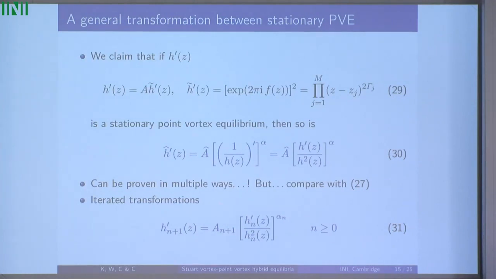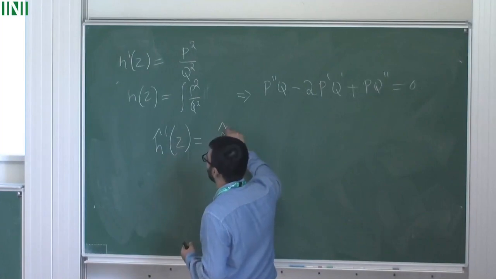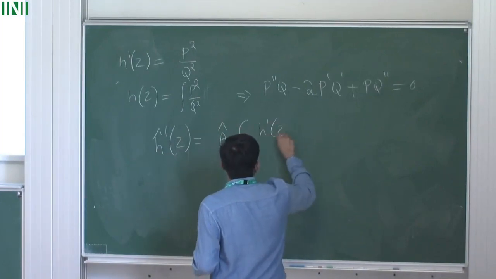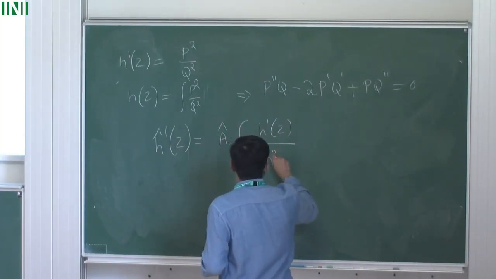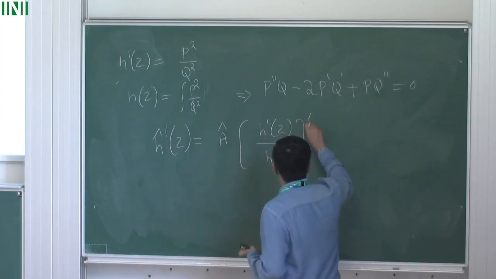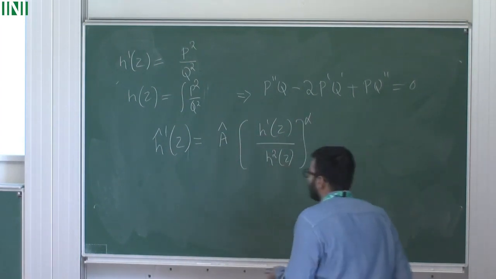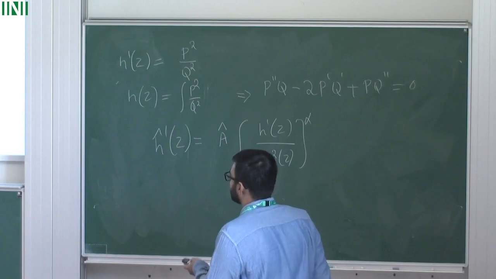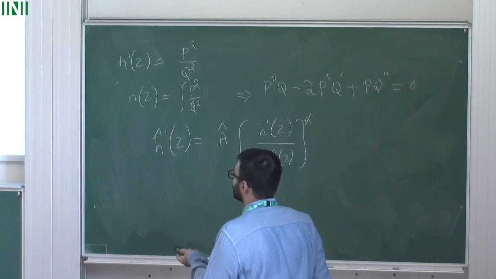Well, I'm not going to go into how to prove this, but you can prove it. But I want to compare it with a previous equation we had. So let me write that down here. I write the second one: H hat prime is A hat H prime over H squared power alpha. And let's compare it with 27, which was the general one.